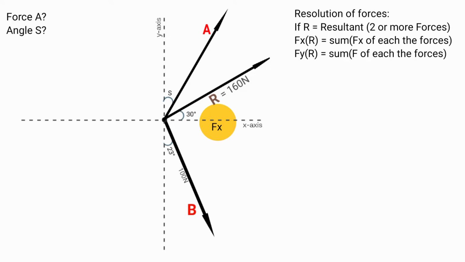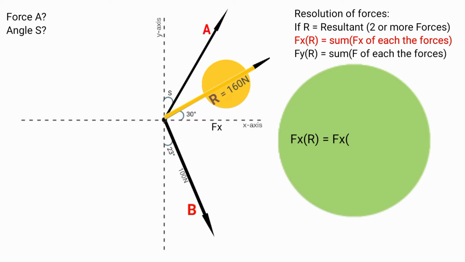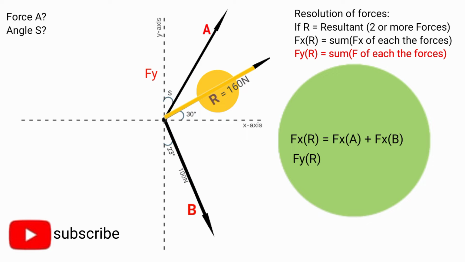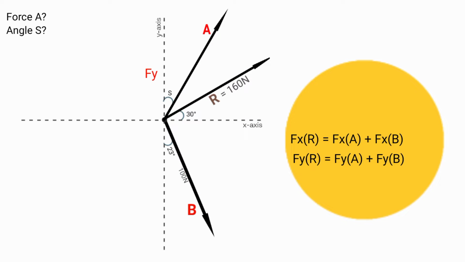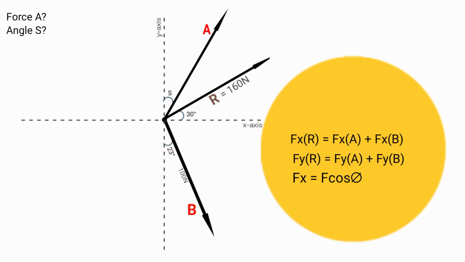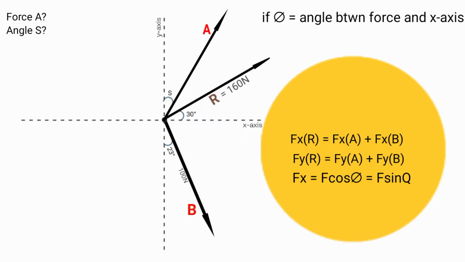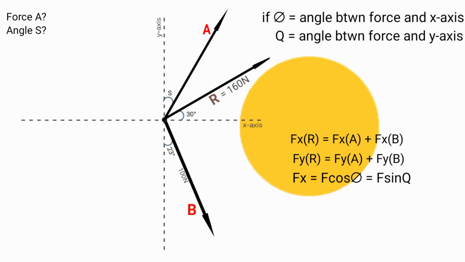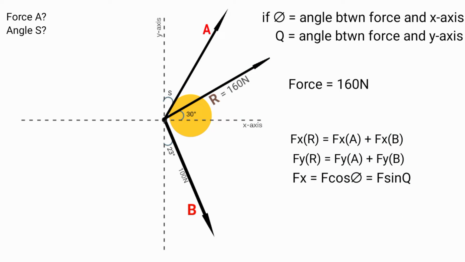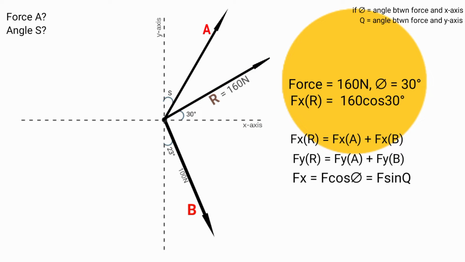So now we can say F_x of the resultant equals F_x of A plus F_x of B, and F_y of R equals F_y of A plus F_y of B. We already noted that the x component of a force is F cos theta if theta is the angle the force makes with the x-axis, or F sin q, where q is the angle the force makes with the y-axis. So coming back to the resultant, 30 degrees is the angle the resultant makes with the x-axis. So the x component of the resultant is 160 cos 30 degrees. So we can substitute here.